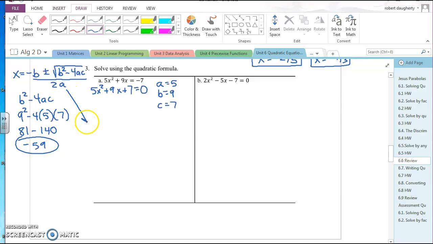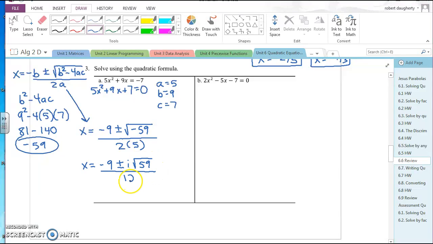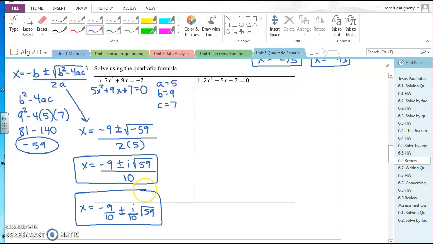So if I go ahead and substitute into the quadratic formula, x is negative b. So that's going to be negative 9 plus or minus square root of negative 59, and all of that divided by 2a, which is 10. And so in this case, x equals negative 9 plus or minus i times the square root of 59 over 10. And that is as far as I can go with that. 59 is a prime number. So again, you could leave your answer like this, or you could break it up and say x is negative 9 over 10 plus or minus i over 10, all of that times the square root of 59. So either of these is an acceptable answer.